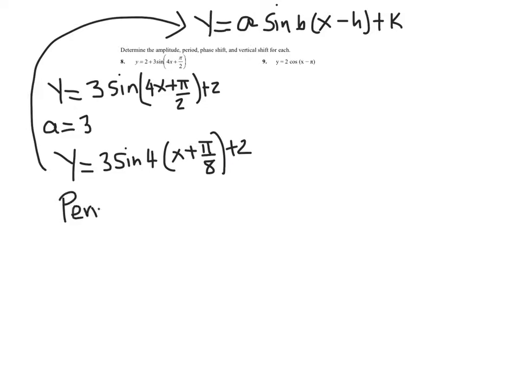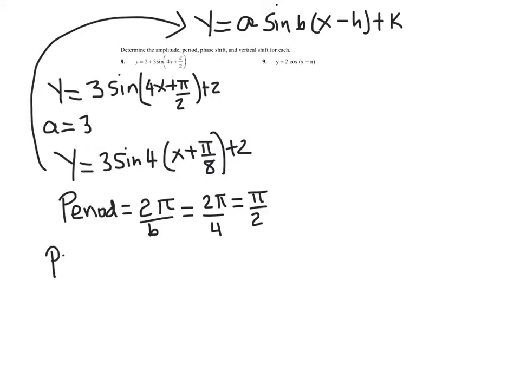Period is going to equal 2 pi over b, which is equal to 2 pi over 4, since our b value is 4, so we get pi over 2 when we simplify.